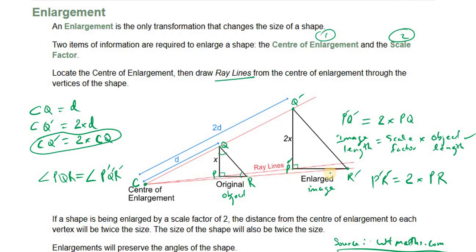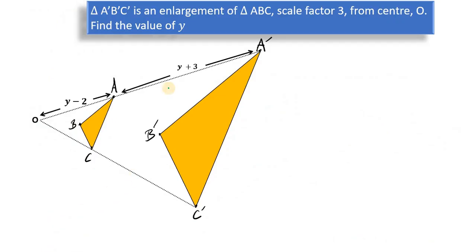Whatever angle this is, this angle will also be the same. So let's look at the problem we're given now. It says here, triangle A prime, B prime, C prime, right? It's this triangle here. Obviously, the image triangle is an enlargement of the object triangle ABC with a scale factor of 3 from the center O. Find the value of y.